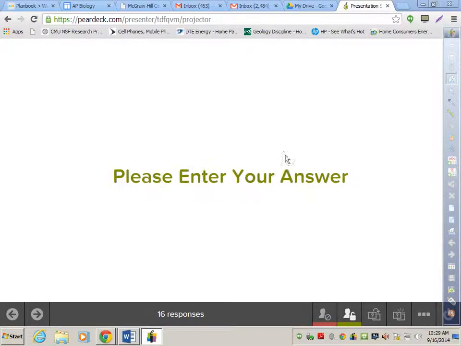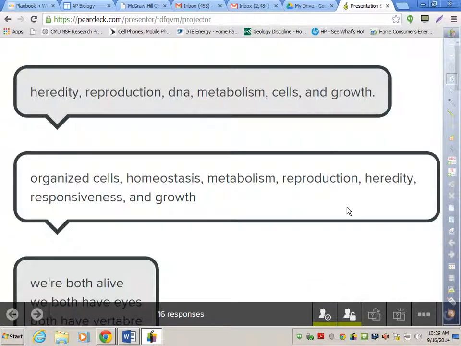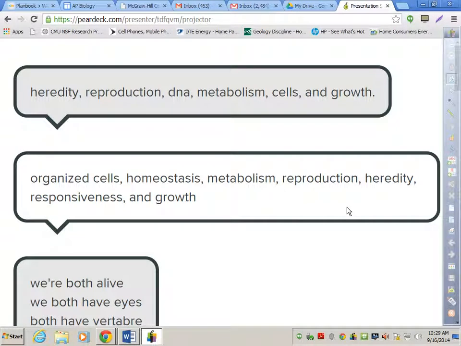So the question that your bell ringer asked you was, you're not open to section 4, are you? Everybody should have their notes open to section 4. It says list all the characteristics that you and a beetle have in common.